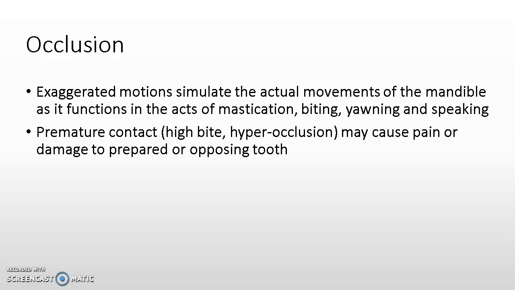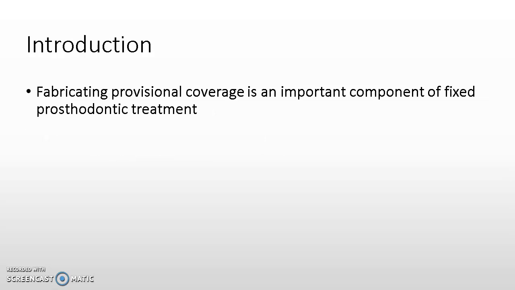We can find occlusal values when the patient does exaggerated motions to simulate the actual movements of their mandible when it functions during mastication, when they bite, such as biting off a sandwich, yawning, and speaking. If a patient notices premature contact, which can be called high bite or hyperocclusion, this issue may cause pain or damage to the prepared tooth or also to the opposing tooth.